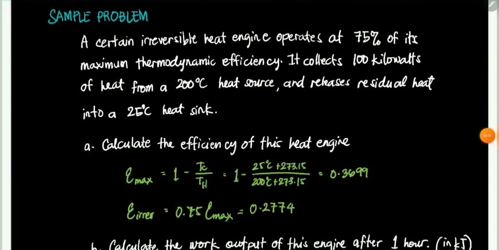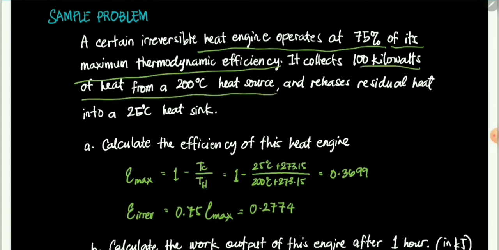So, here we have a sample problem. In this problem, a certain irreversible heat engine operates at 75% of its maximum thermodynamic efficiency. It collects 100 kilowatts of heat from a 200 degree heat source and then releases residual heat to a 25 degree heat sink. Okay? So, ang unang gagawin ay calculate the efficiency of this heat engine.